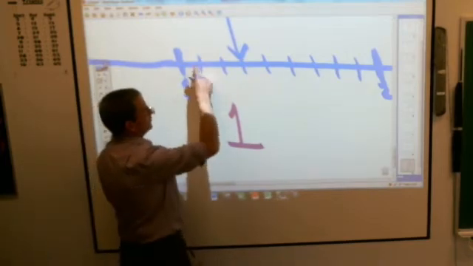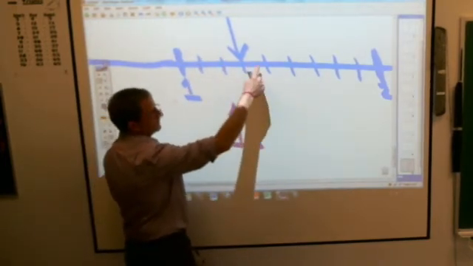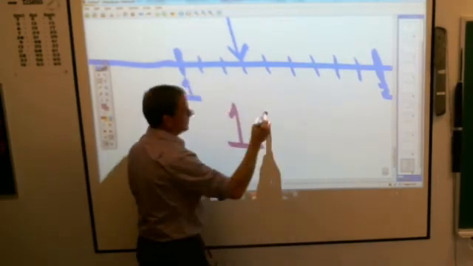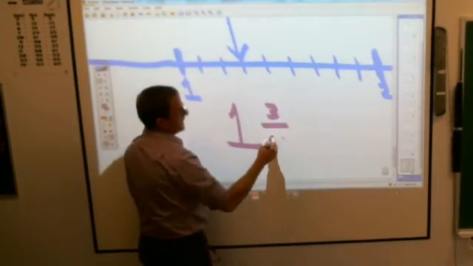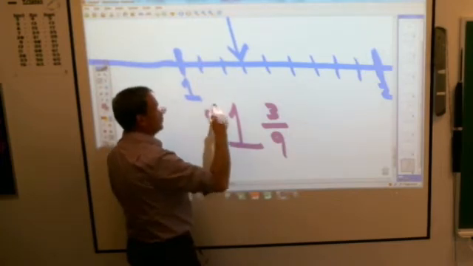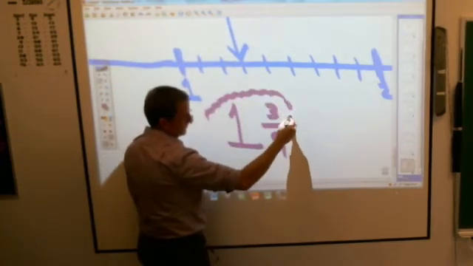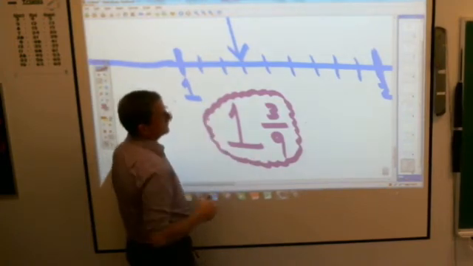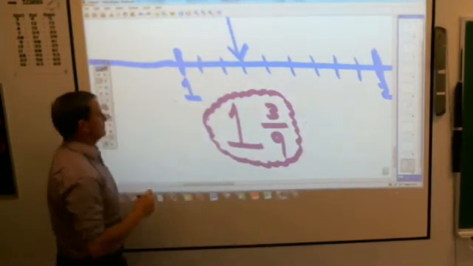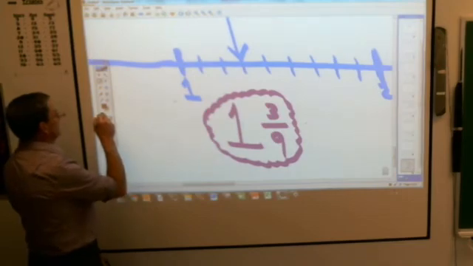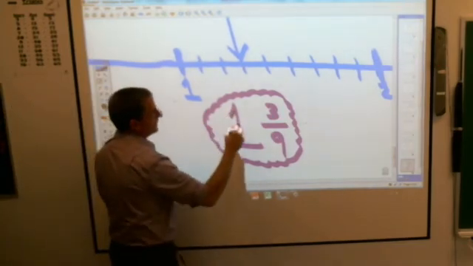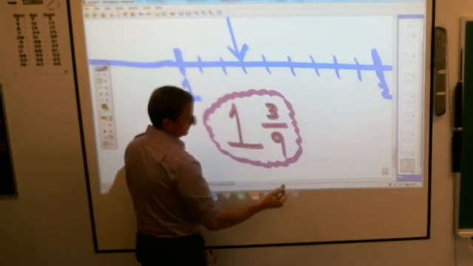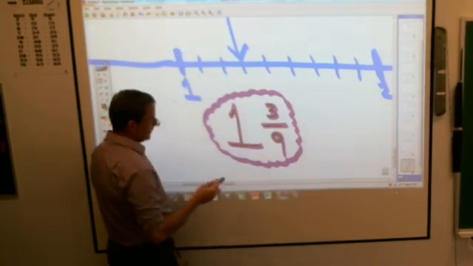1 and, because this is 1 space, 2 spaces, 3 spaces, 4 spaces, 5 spaces, 6 spaces, 7 spaces, 8 spaces, 9 spaces. It is 3 out of 9 spaces over. Which, if we were simplifying that, 3/9 is the same as what fraction? Does anybody know? 1/3. It is 1/3, but you don't have to know that because we haven't gotten to that yet. Any problems or questions? No. All right, you are good.